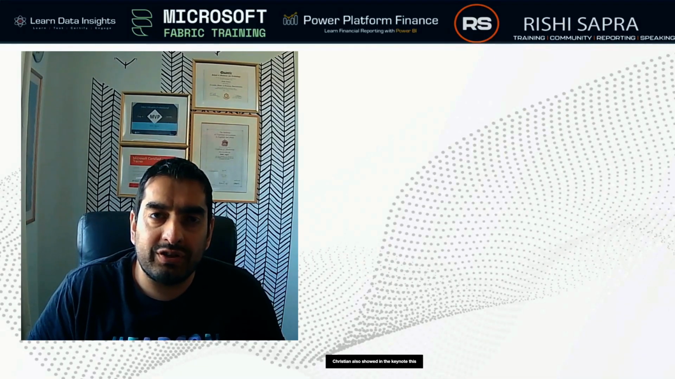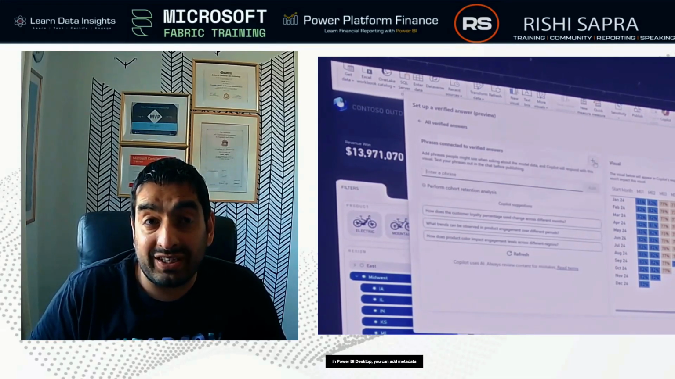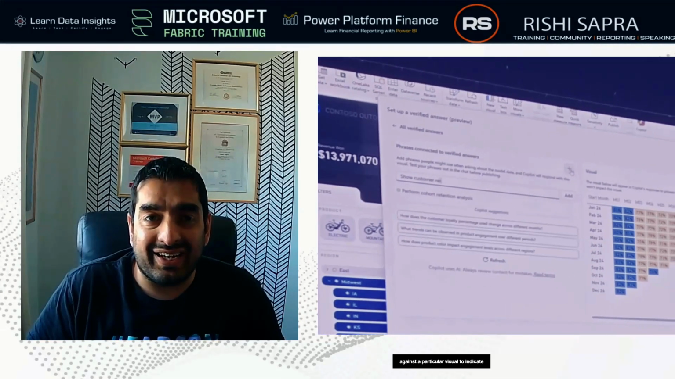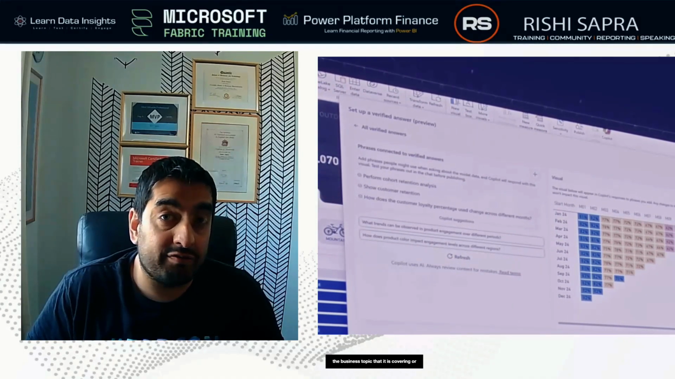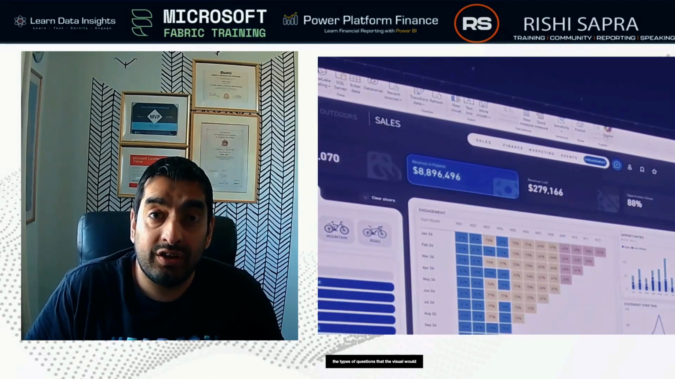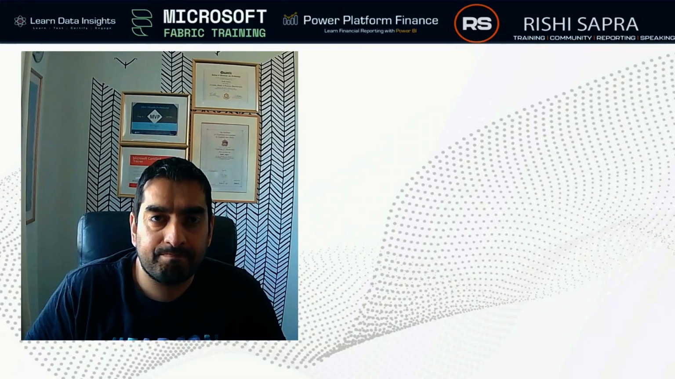Christian also showed in the keynote this idea of verified answers, where in Power BI Desktop you can add metadata against a particular visual to indicate the business topic that it is covering or the types of questions that a visual would be able to answer. Let's have a look at the demo.